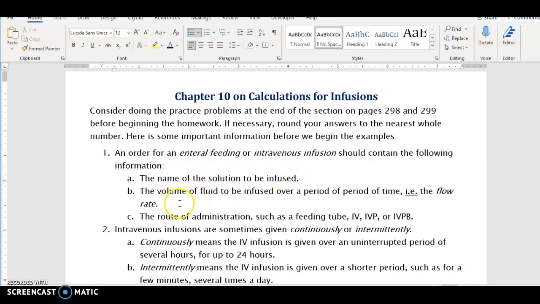It should include the volume of fluid to be infused over a period of time. In other words, if you have the volume and then the time period, then you have the flow rate. So basically, you need to know the rate at which the fluid is flowing into the patient's body, called the flow rate. And then lastly, you need the route of administration, such as a feeding tube, an IV, an IVP, or an IVPB.